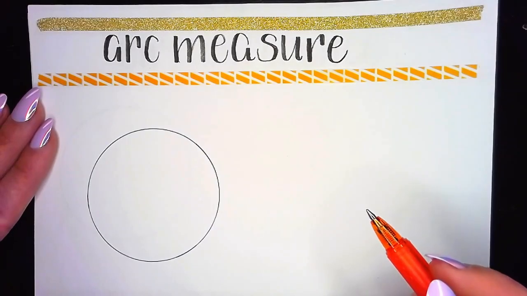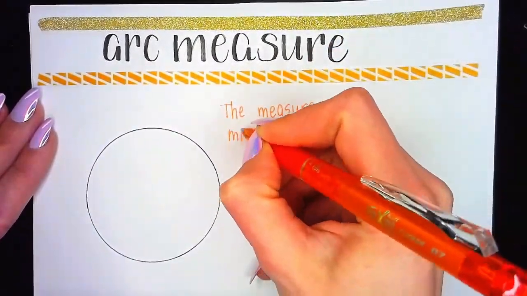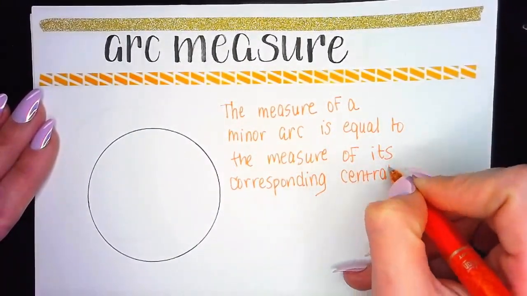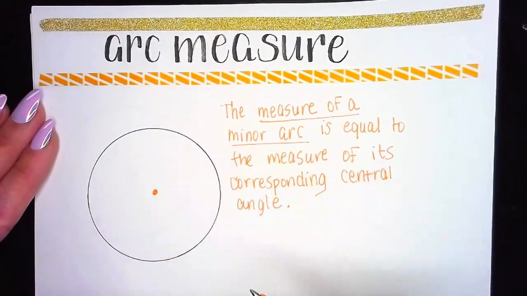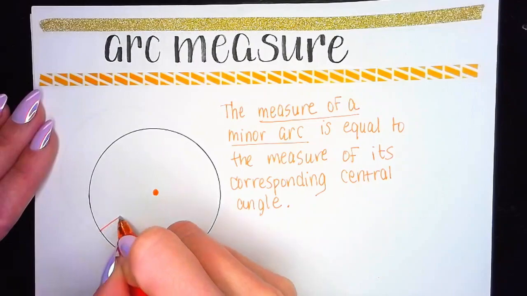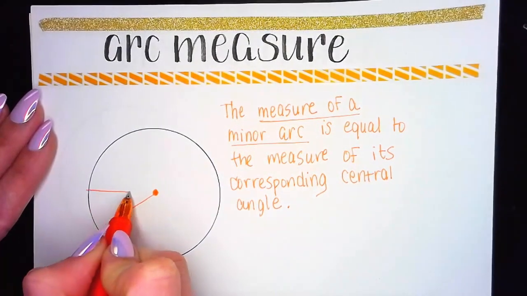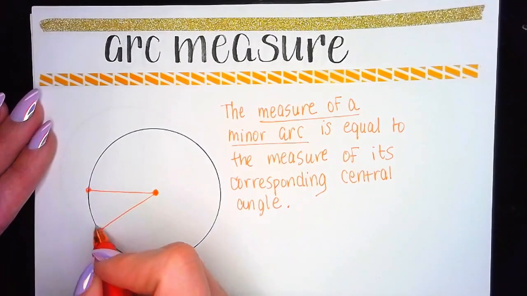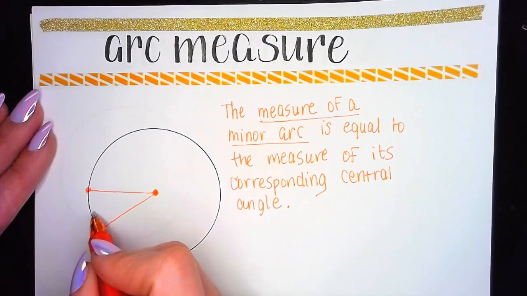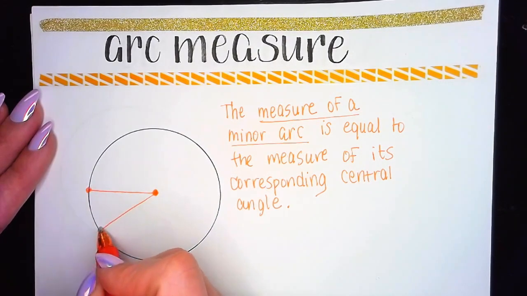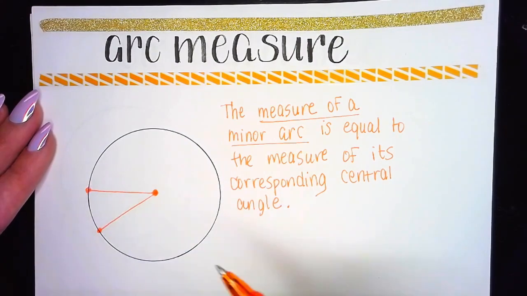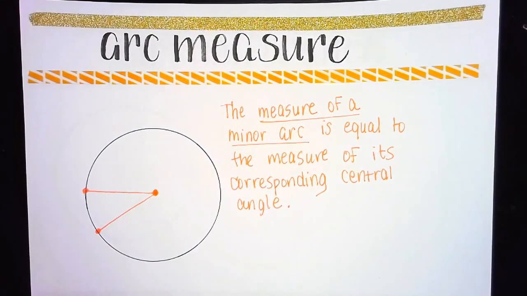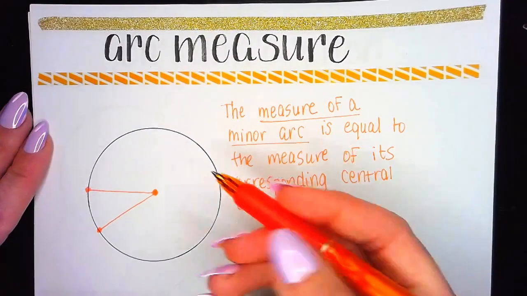Now we're going to talk about arc measure. The measure of a minor arc is equal to the measure of its corresponding central angle. So here is the center of the circle, give or take. If I wanted the arc measure, the measure of this minor arc right here, I have to be able to define this curve. And this curve is defined by the circle on which it rests, based on the radius of that circle and the angle measure of the central angle that corresponds to that arc.